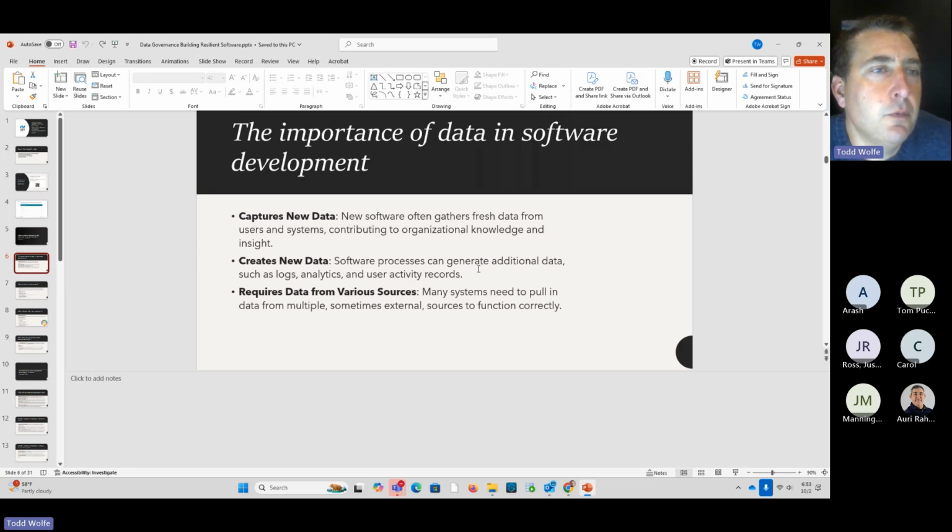So the importance of data in software development is pretty much everything we build or create is going to do one or more of these three things that's on this slide, and any combination of the three as well. Captures new data, creates new data, requires data from various sources. When it comes to capturing new data, a lot of times we might be asking for users' input and to collect information that will contribute to the broader knowledge and organizational insights that we currently have today.